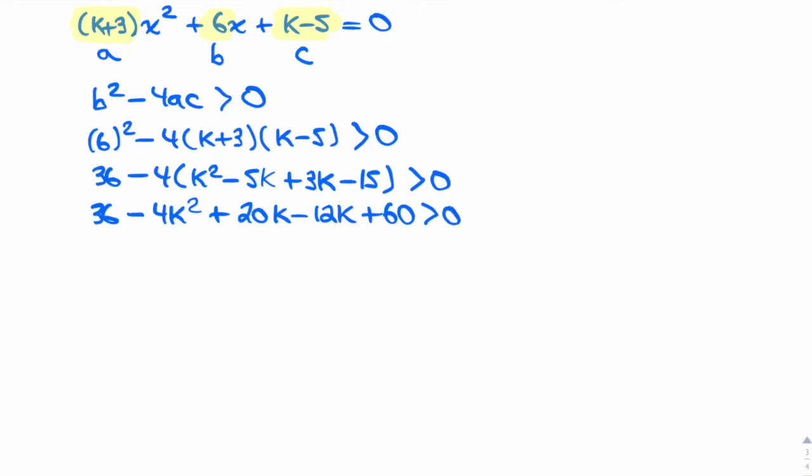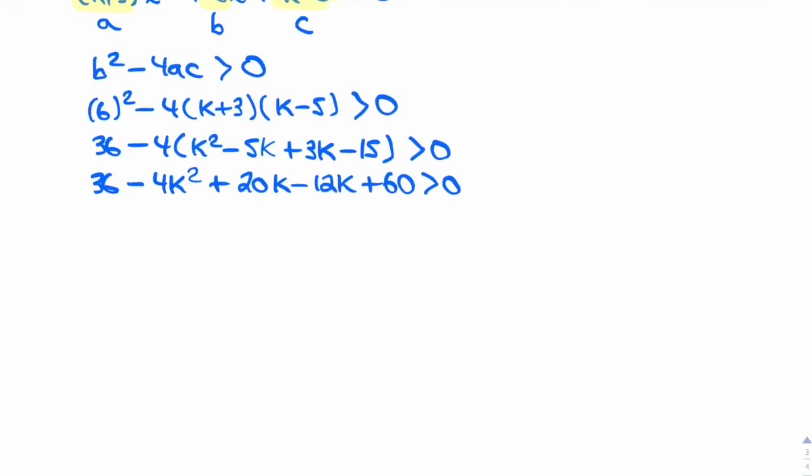Alright, let's collect our like terms, and we'll also write it in proper order of descending powers, meaning we'll put the negative 4k squared first, collect like terms, 20k take away 12k gives you positive 8k, and finally 36 plus 60 gives you 96, and this simplified expression still has to be greater than 0. At this point, we're trying to find where the thing on the left side is greater than 0. It may not seem obvious, but it'll actually be beneficial if we factor this.